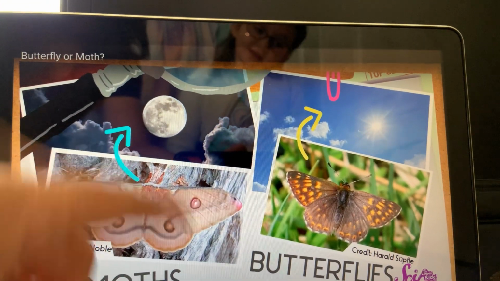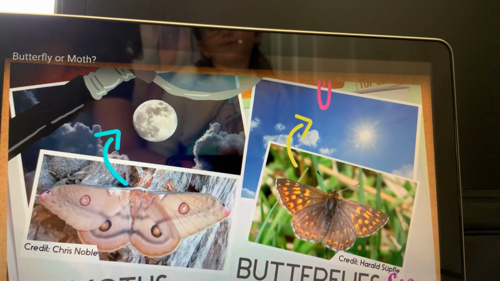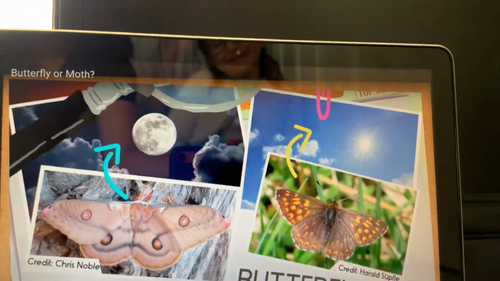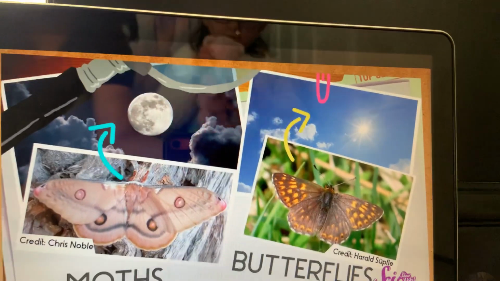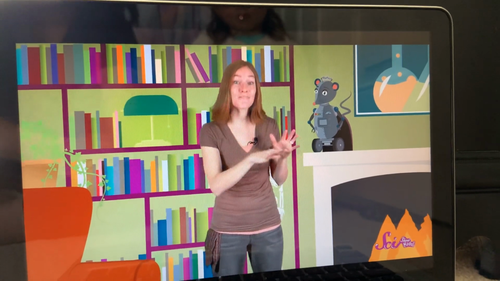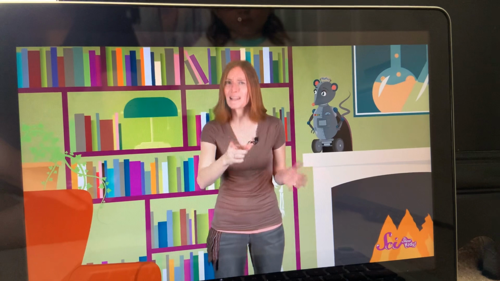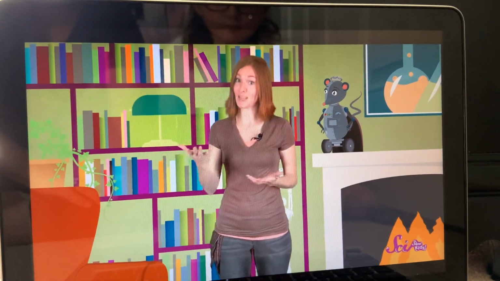But if you see it at night, it's probably a moth. Moths usually like to be out at night, while butterflies are awake in the day. So if you see a beautiful flying insect landing on a flower on a sunny afternoon, it's probably a butterfly. But if you see a small insect flapping around a porch light at night, it's probably a moth.